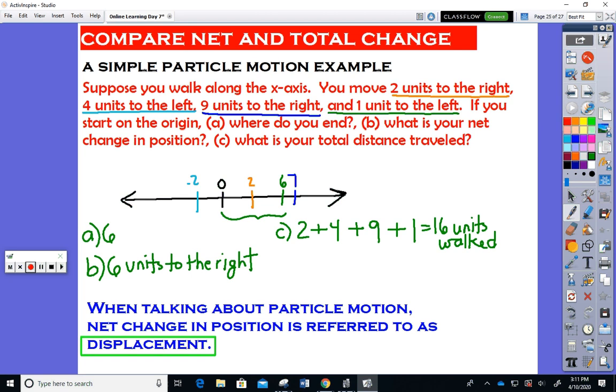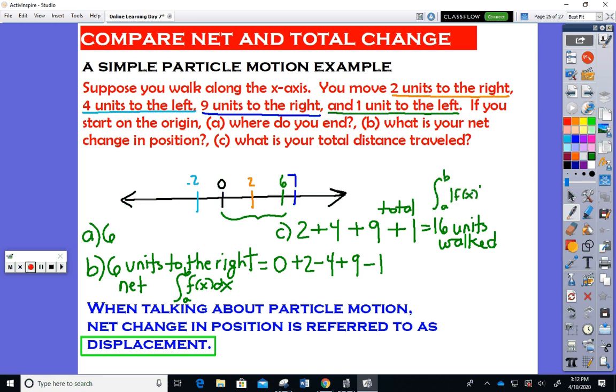Okay, so the difference is that this 6 was starting at 0, moving 2 units to the right, 4 units to the left, 9 units to the right, 1 unit to the left. So that's the difference. Part B would be net change, part C was total change. So this would be integrating just f of x, so to speak, with my bounds of a and b. This would be integrating the absolute value of f of x.